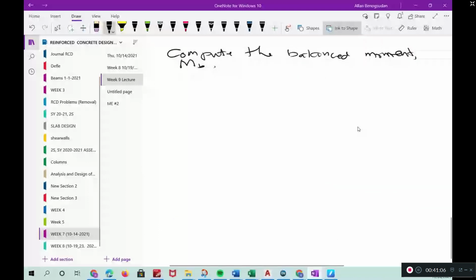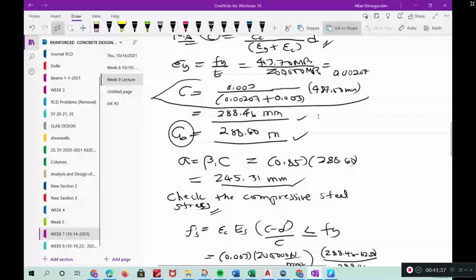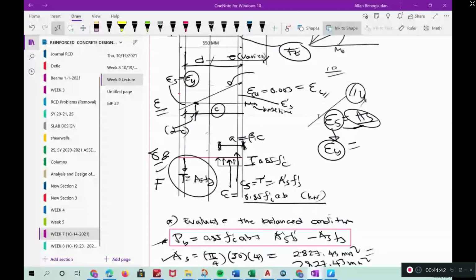So, MB, moment. Then, MB equal to, ano ba? Gawa natin, mga kasama. Abang. So, saan ba tayo magmo-moment dito? Magmo-moment, no? Saan ba tayo magmo-moment? 0.85.